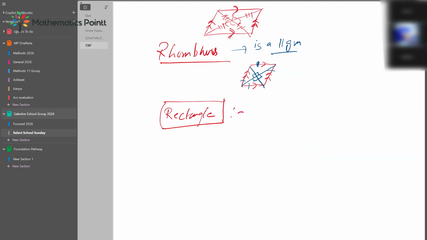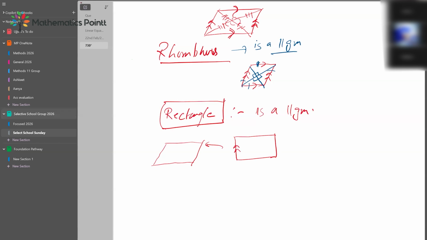Rectangle is also a parallelogram, but the angles of the rectangle are 90 degrees. So this parallelogram is given a nudge, and it becomes like this. So a parallelogram, if you give it a nudge here, it becomes straighter.